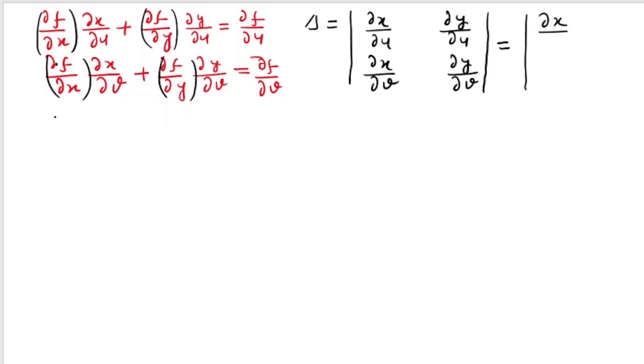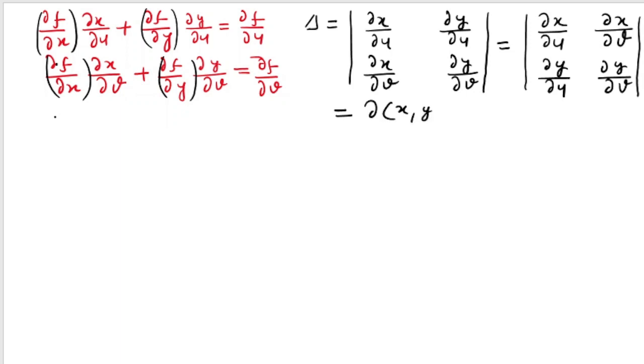So this becomes del x by del u, and the first column becomes the first row, so del x by del v. And be mindful, I am writing u and v. Sometimes when I write quickly it becomes similar. So del y by del u and del y by del v. So this is what I have got. So this expression that I have got in this context is represented by this notation, del of x comma y by del of u comma v.